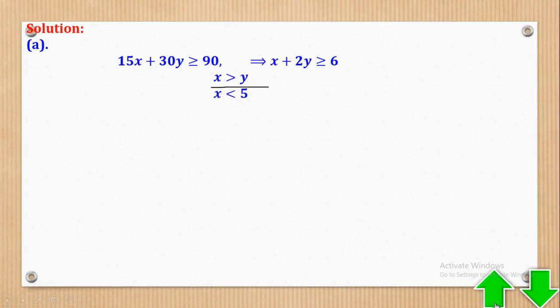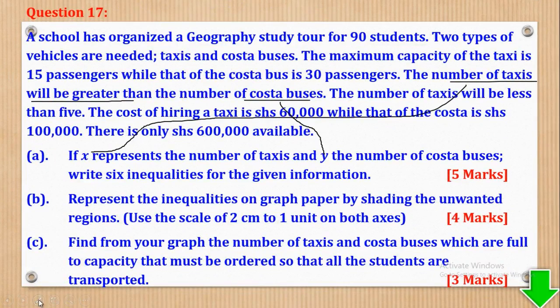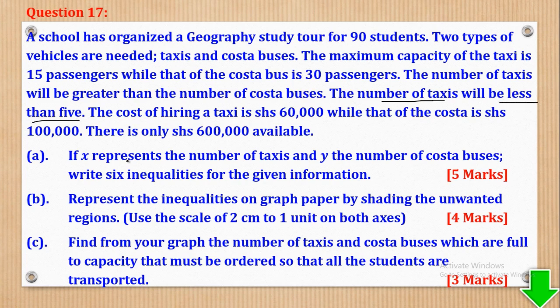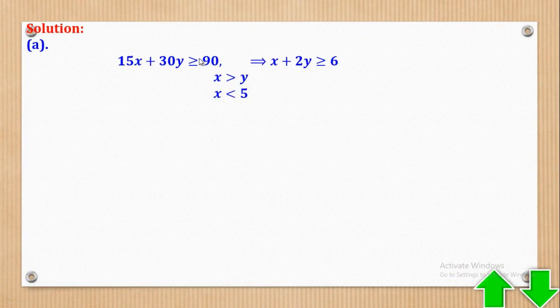Now where does that come from? So that one comes from here. It says that the number of taxis will be less than 5. Now remember, number of taxis is x, therefore we write that x is less than 5. So that's where that inequality was coming from. So those are now 3 inequalities.